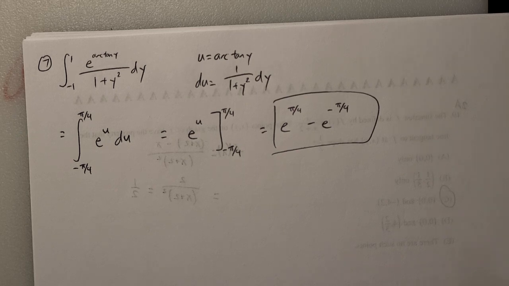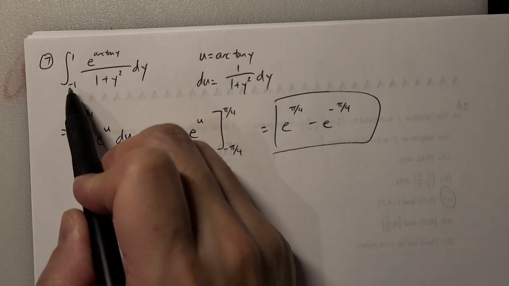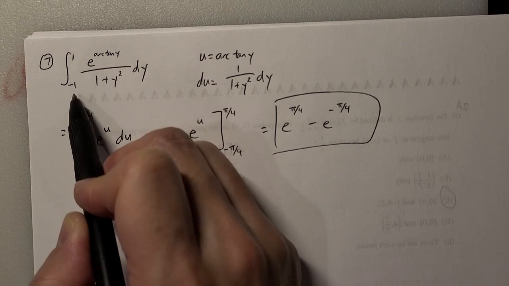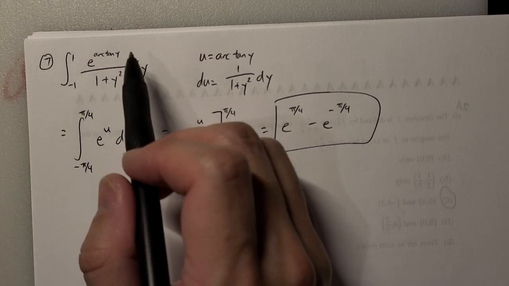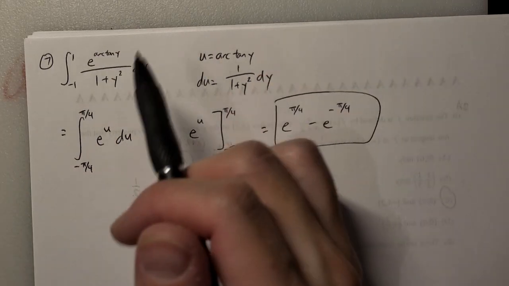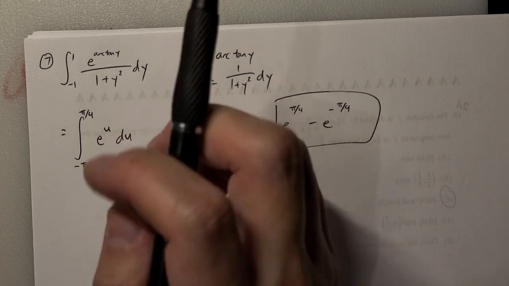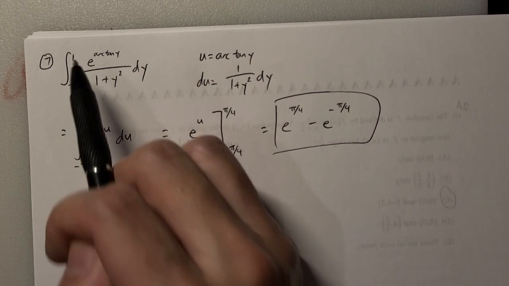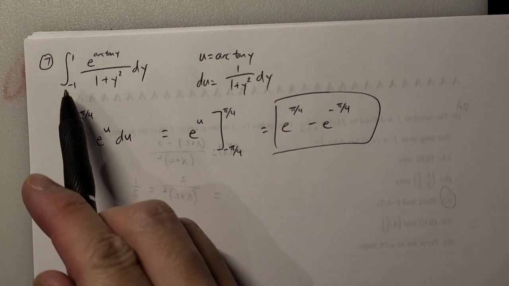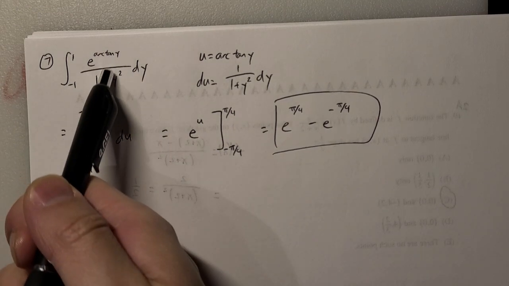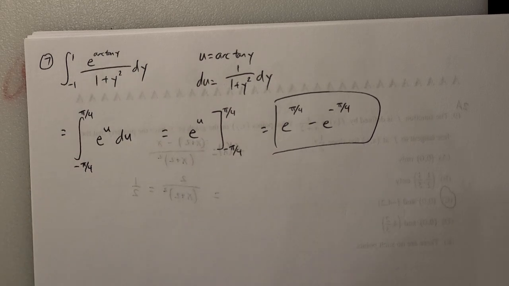One other trick before I move on to the next problem: when we have limits that go from negative a to a, for example here -1 to 1, it's a good idea to check if it's an even or odd function. Hopefully you remember that. If it's an odd function, then the integral is 0. If it's an even function, we can put 2 times the integral from 0 to a. And usually when the limit is at 0, it's easier to calculate with the fundamental theorem of calculus. In this case, this function is neither odd nor even, so it didn't help.